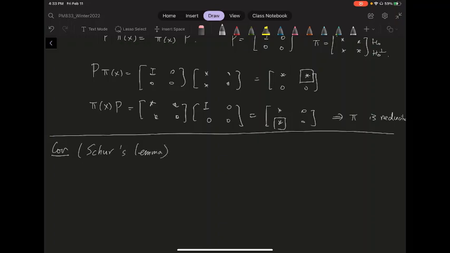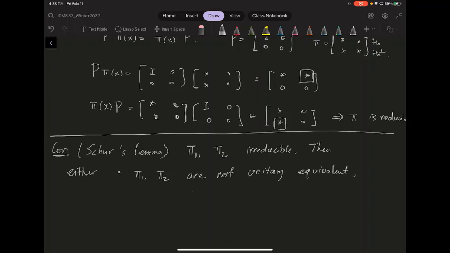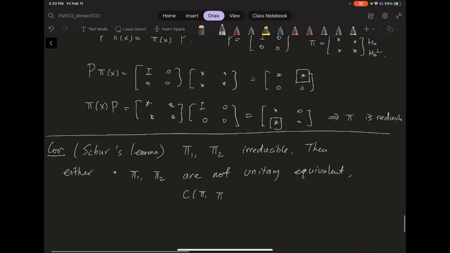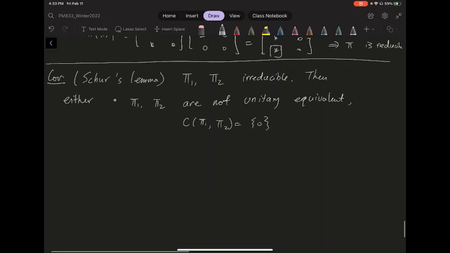So it's essentially telling you the following. If you have two irreducible representations, let's say pi 1 and pi 2, then two things can happen, okay? Either pi 1 and pi 2 are not unitarily equivalent, and in this case, their intertwiner space is actually just equal to 0. Okay, so for pi 1 and pi 2, nothing except 0 can intertwine them.